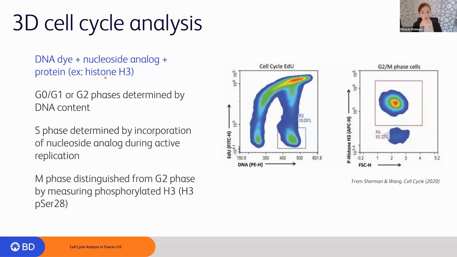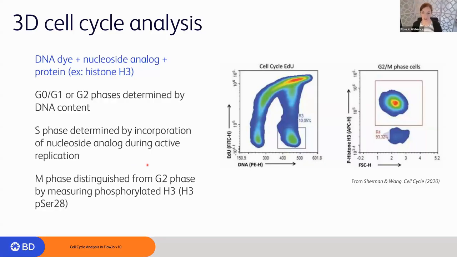Okay. So walking through this, we'll already recognize the plot on the left from our discussion on 2D analysis. As per usual, we identify the G0, G1, and the G2 phases based on DNA content. So if we double the DNA content, we're going from the G0, G1 to G2. The S phase is determined by inclusion of the nucleoside analog, like EdU in this example. So here I can say G0, G1, G2, and the S phase.